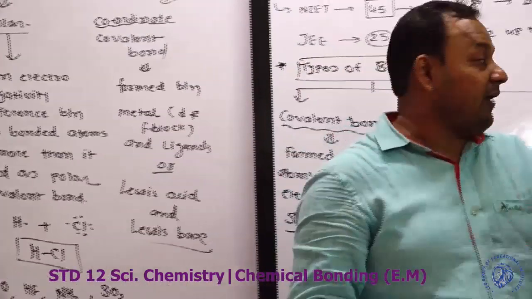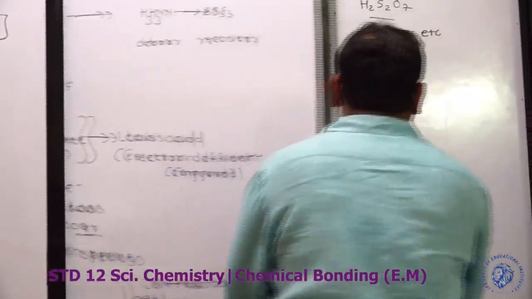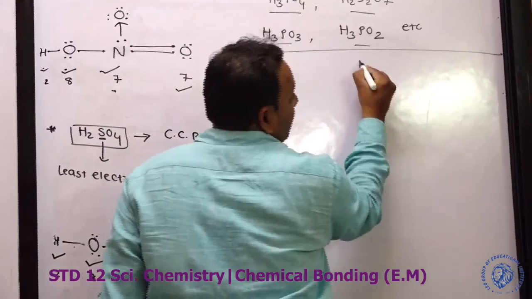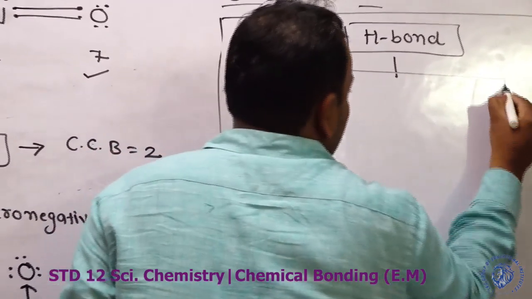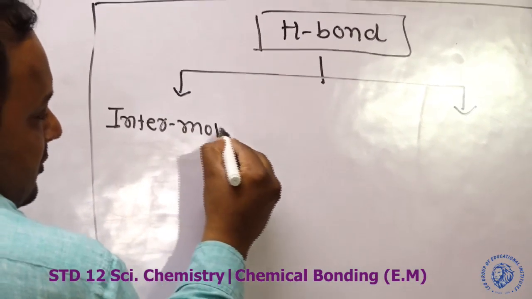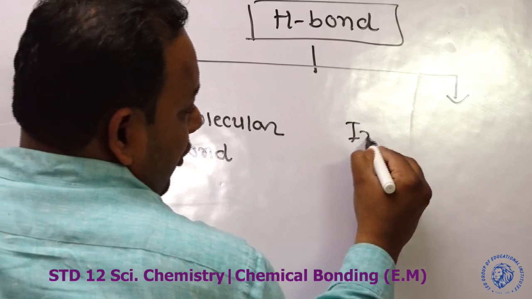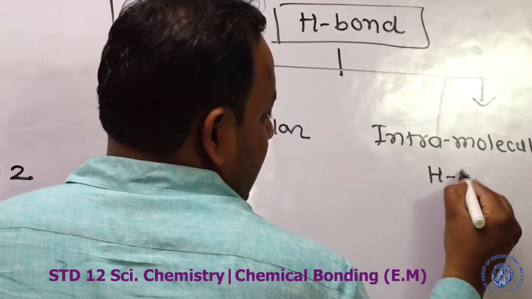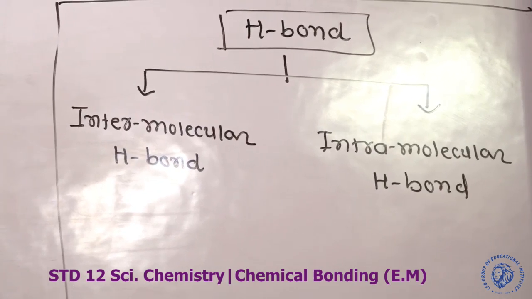Again, hydrogen bonds are divided into 2 types. Which 2 types of hydrogen bonds are there? Hydrogen bond is basically divided into 2 types: intermolecular hydrogen bonding and intramolecular hydrogen bonding.